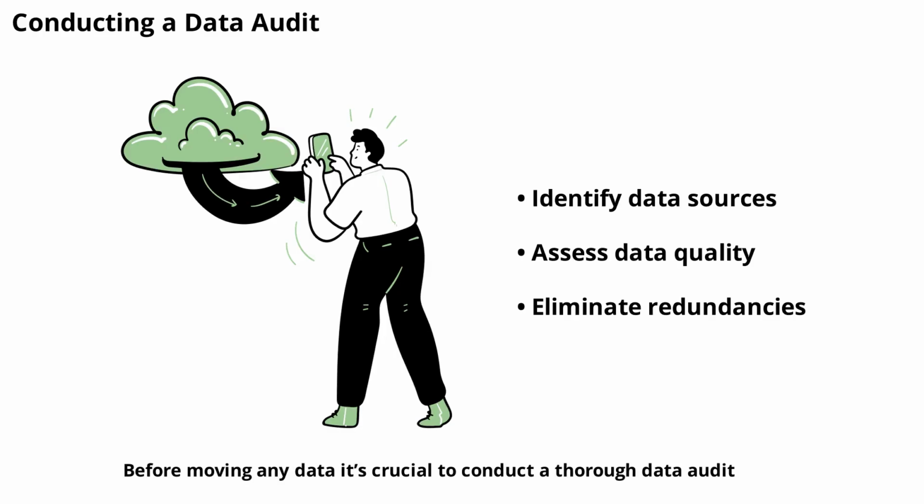Before moving any data, it's crucial to conduct a thorough data audit. Review all existing data sources to identify what needs to be migrated, what can be archived, and what should be discarded. Assess data quality, consistency, and relevance to the new ITSM system. This step helps eliminate redundant or outdated information, reducing the risk of migrating unnecessary data. A comprehensive audit also uncovers potential issues, such as data corruption or incomplete records, allowing you to address them before the migration begins. This proactive approach is key to a safe and efficient migration.